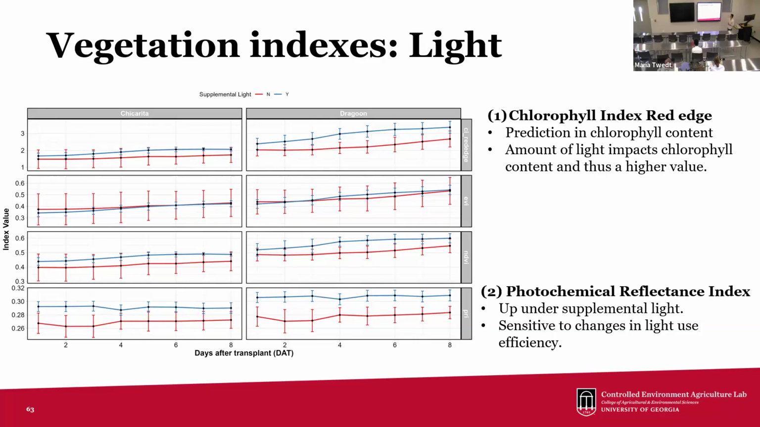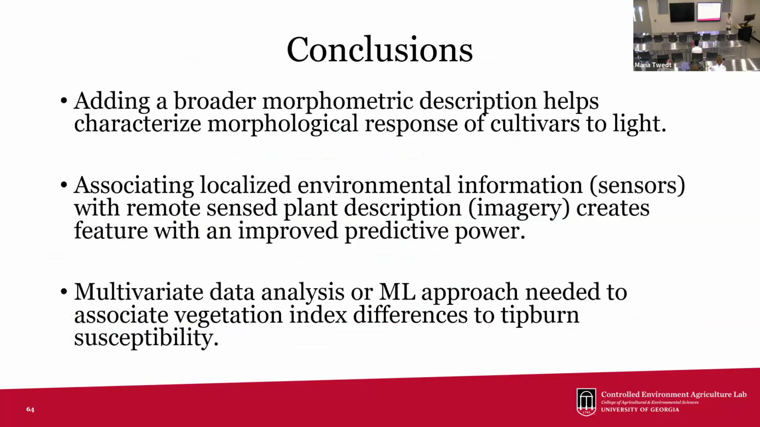It seems that they are making a more efficient use of light under supplemental light. Now, the chlorophyll index is again related to the prediction of chlorophyll content in plants, and maybe the amount of light that the plants receive could have impacted the chlorophyll content, and thus give a higher value for the plants that grew under supplemental light conditions.